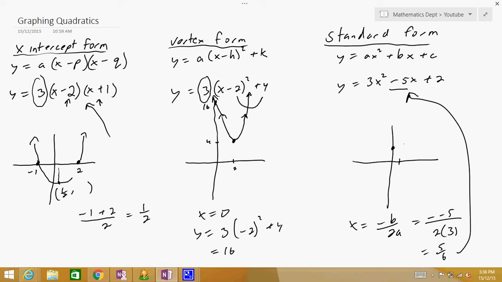Once again, because we know that the a value is positive, we know it's going to look like this. We just need a little bit more information to know exactly where the vertex is. Also, sometimes IB likes to ask the question of what this point is. Just realize that this is symmetrical. So the distance from here to here will be exactly the same as the distance from here to here.